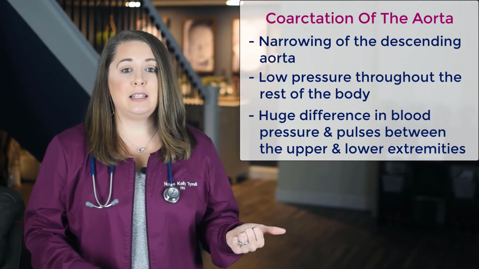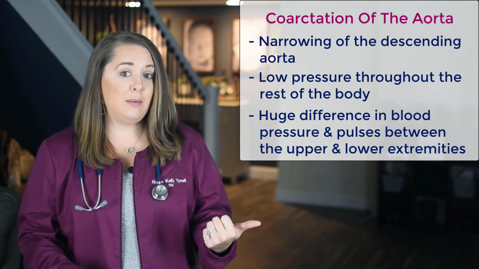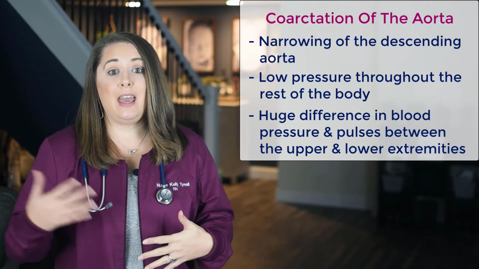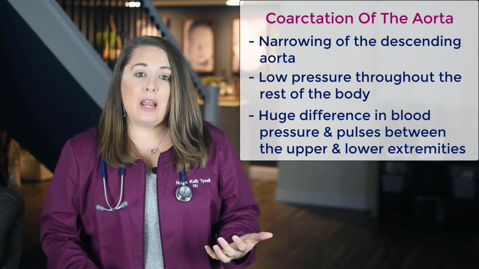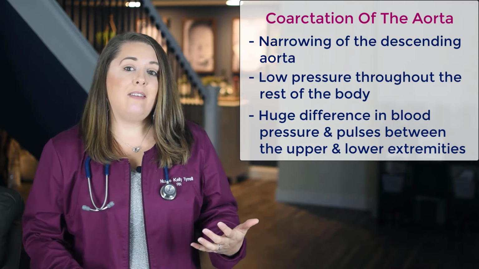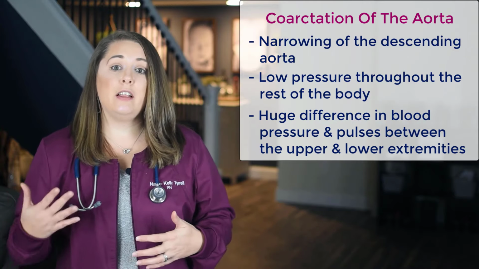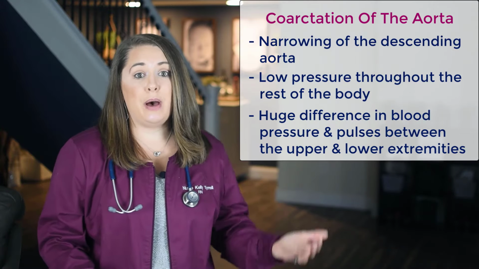So remember from my last lecture, I said that oxygenated blood is pushed out to the body from the left ventricle through the aorta. So if there's a narrowing in the aorta, then you're going to have a significant pressure backing up into that left ventricle and very low pressure throughout the rest of the body.